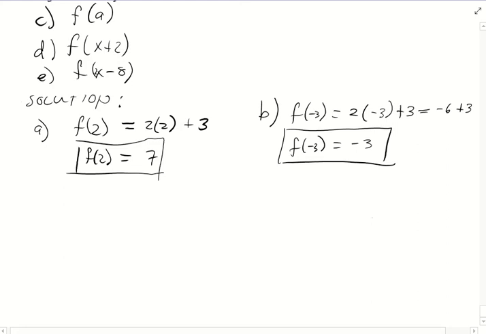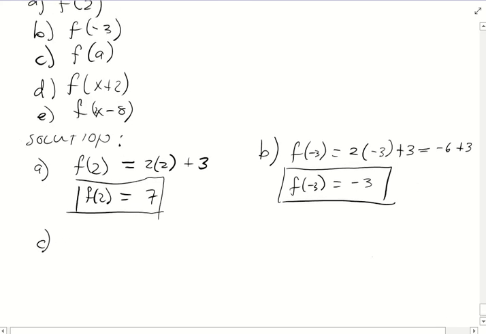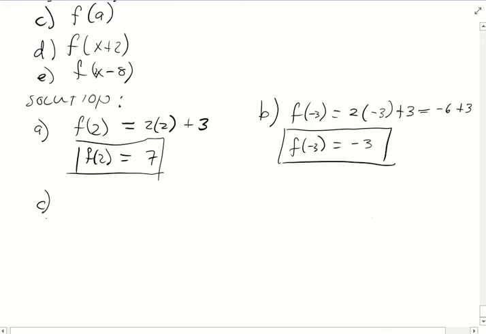Then for letter C, we just change the x with the letter A. So it's direct substitution. So f of A is just equal to 2 times A plus 3. So that's f of A.